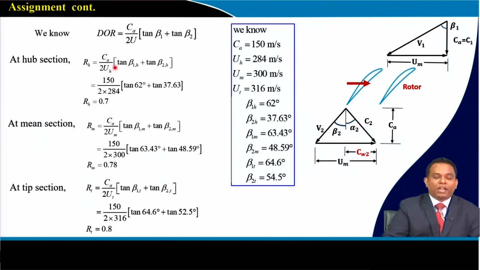If you look at the hub, this is given in terms of the peripheral speed at the hub, and these angles are at the hub. So the degree of reaction at the hub comes to 0.7. It is a reasonably good number, a higher number in a sense. If you look at the mid station, my degree of reaction comes to 0.78 and at the tip station it comes to 0.8. So this will give you an idea for the calculation of degree of reaction.